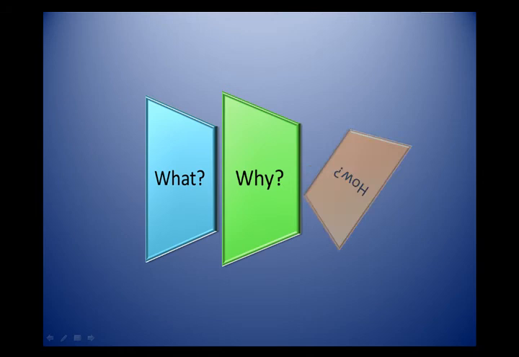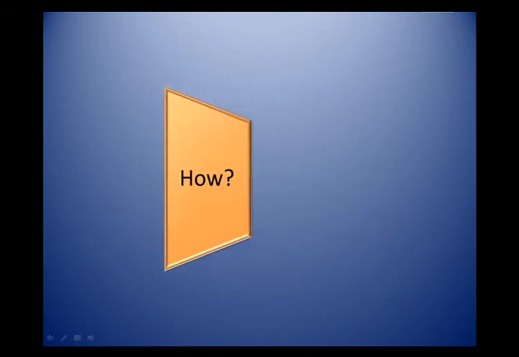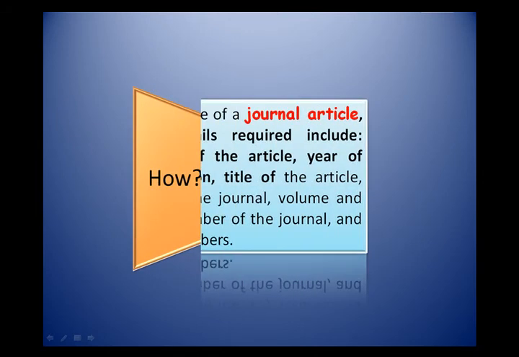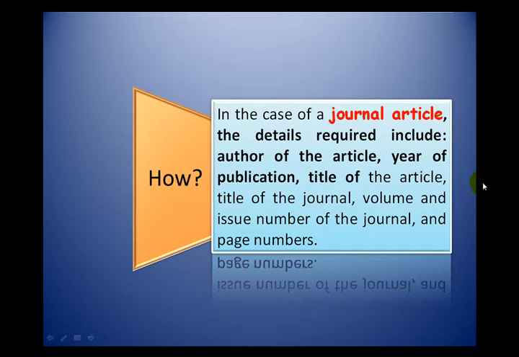Here's the bibliographic information needed from a journal article. In the case of a journal article, you'll need the author of the article, the year of publication, the title of the article, the title of the journal, the volume and issue numbers of the journal, and finally the page numbers of the articles themselves. Here's an example of 7 bibliographic elements that we would use for a journal article.